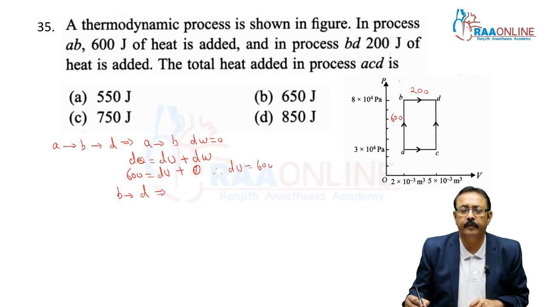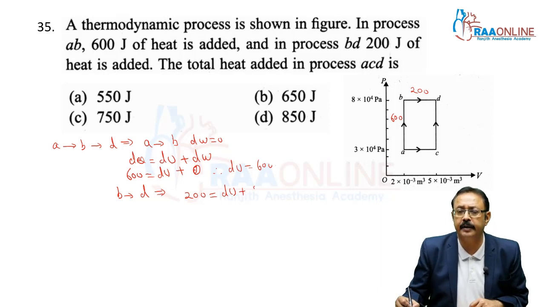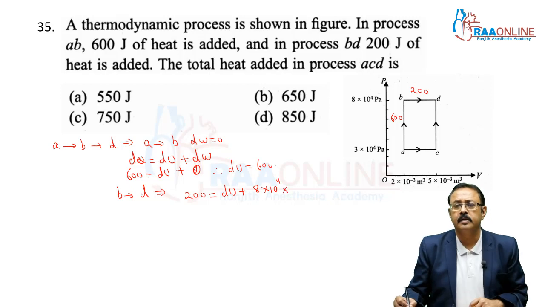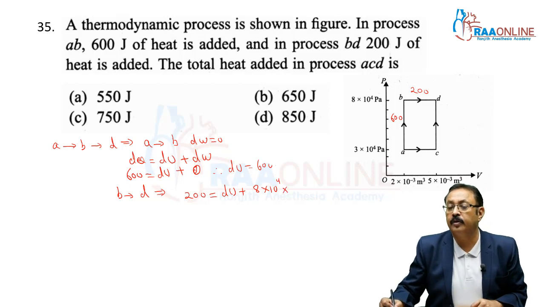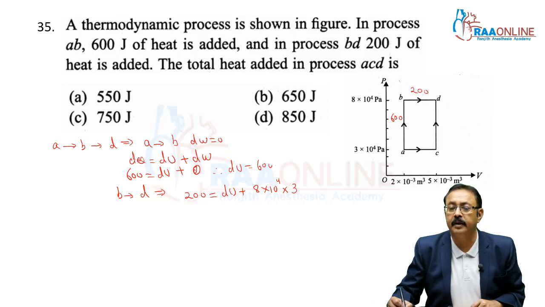B to D, dQ is 200 joule, du. What is work done? Pressure is 8 into 10 to the power 4. Change in volume, 2 into 10 to the power minus 3 to 5 into 10 to the power minus 3, means 3 into 10 to the power minus 3.